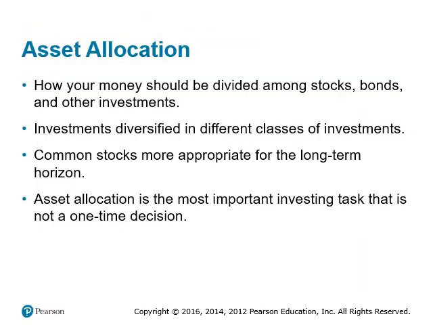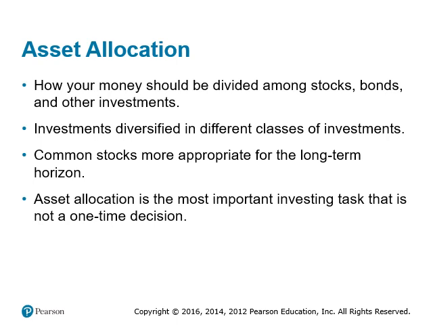Asset allocation. How your money should be divided among your stocks, your bonds, and other investments is what is known as asset allocation. How do you allocate your money among all these investments? Invest in different classes of investment, like we mentioned earlier, those with higher risk, those with lower risk. You want to base them on maybe the term, or the duration: the short term, the intermediate, as well as the long term. All these are related to asset allocation.